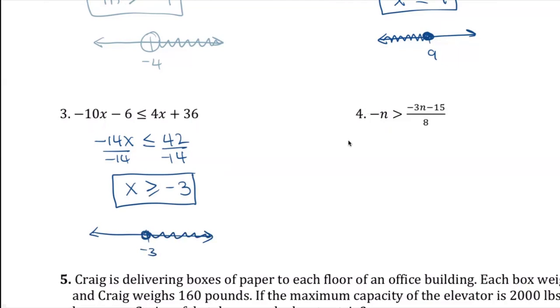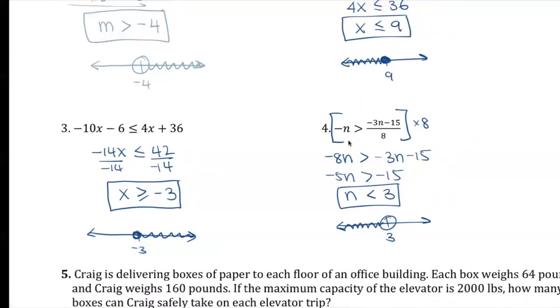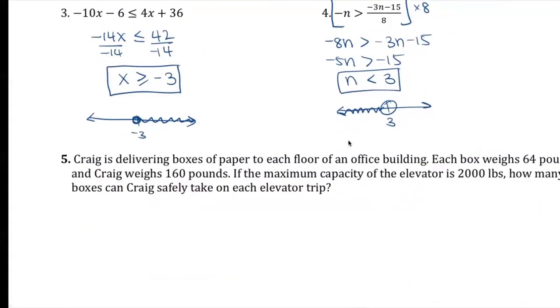All right, and my last one, I have a fraction here. To get rid of that, I'm going to multiply both sides by 8, multiplying by a positive number, so I do not need to flip the sign. And that gets me here. And now I'm going to add 3 on both sides, and then divide by -5. Don't forget to flip that sign when you divide by -5, and then graph that solution set on a number line. All right, so that is a quick reminder of how to solve inequalities.